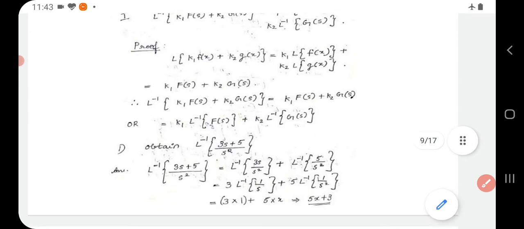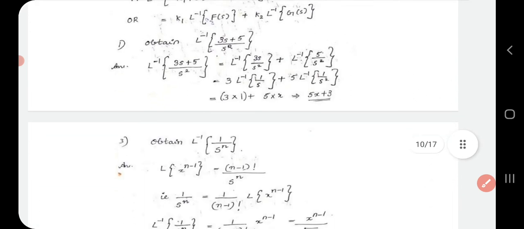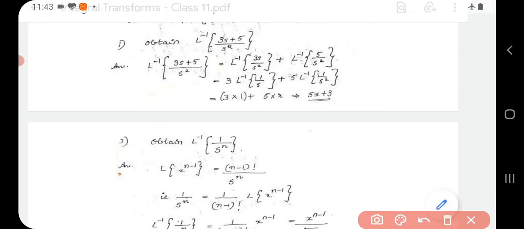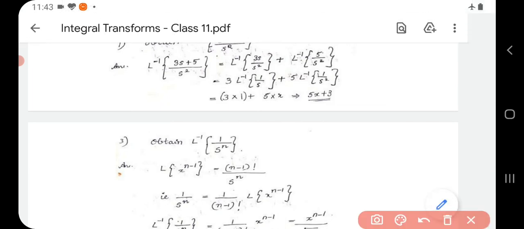Now let us do some problems. Your question is L inverse of 3s plus 5 by s square. First, you just split this question into two: 3s by s square and 5 by s square. Now 3 is a constant, take it outside. Now what do you have inside?